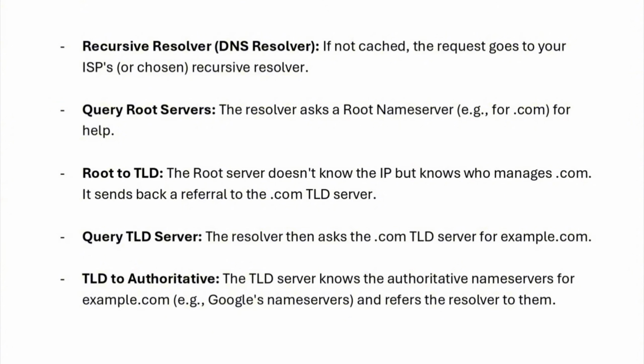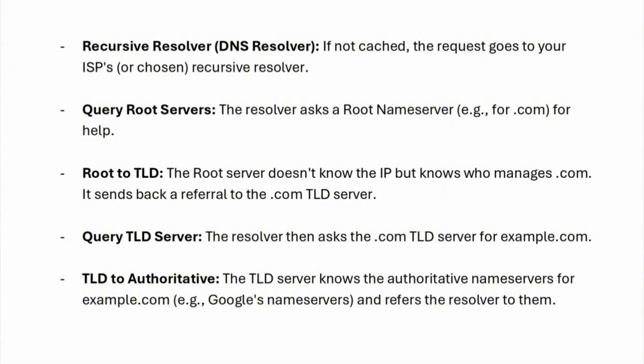And the next step would be to query the root servers. Then the resolver, or DNS resolver or ISP, asks the root name server, for example for .com or .org, for help. Then it goes from the root to the TLD. The root server doesn't know the IP but knows who manages .com. It sends back a referral to the .com TLD server. That means the root server in itself doesn't have the information to fetch the data. Then the resolver queries the TLD server.